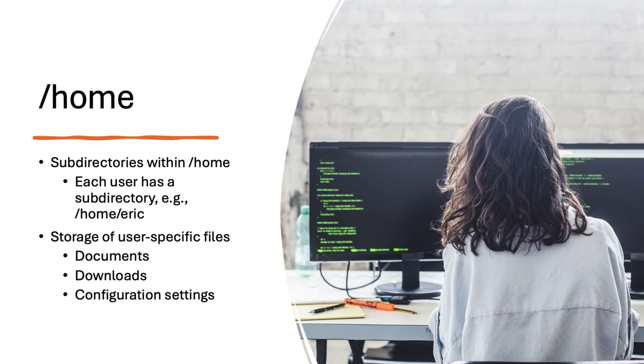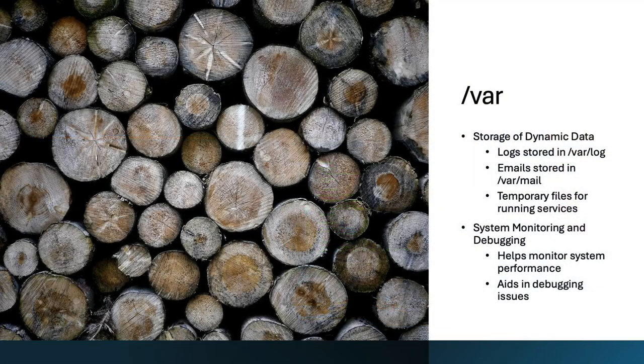Each user has a subdirectory within /home, such as /home/Eric. This directory stores user-specific files like documents, downloads, and configuration settings. The /var directory in Linux is crucial for storing dynamic data such as logs, emails, and temporary files. It aids in monitoring and debugging system performance.